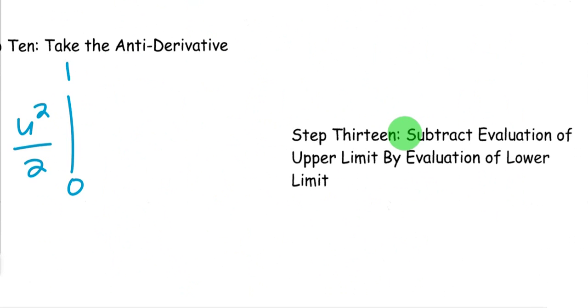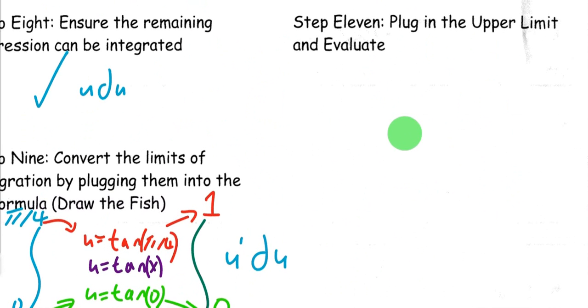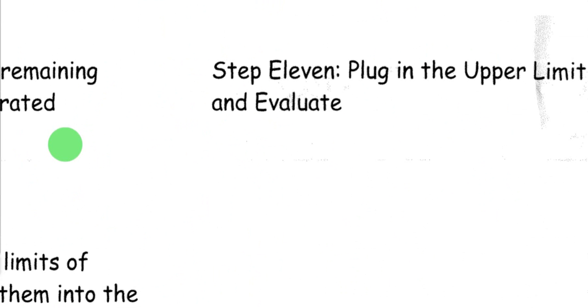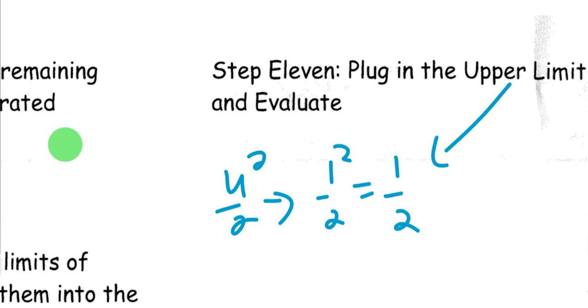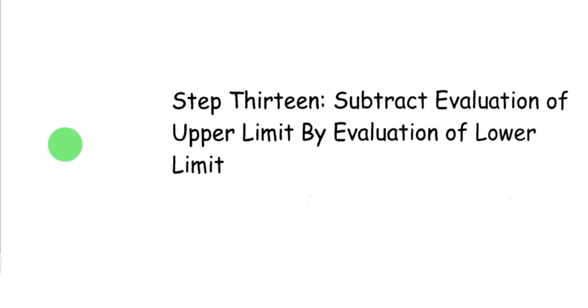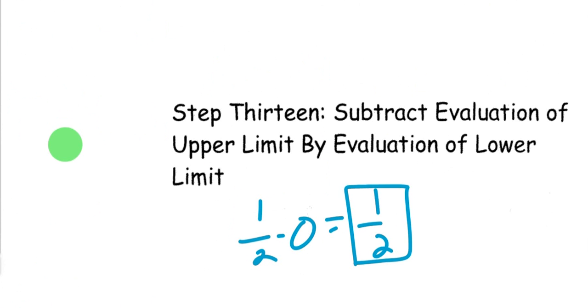All right. Step 11, plug in the upper limit and evaluate. So you're going to be plugging that 1 into u squared over 2. That's 1/2. That's what happens when you plug in the upper limit. When you plug in the lower limit, it's going to be 0 squared over 2, which is 0. And then for step 12, subtract the lower limit evaluation from the upper. The upper minus the lower would just be 1/2 minus 0, which equals 1/2.